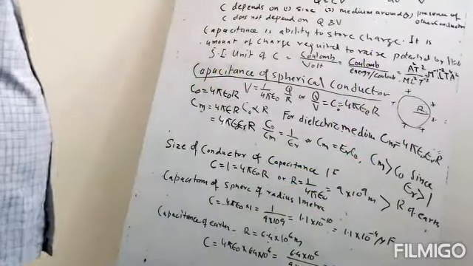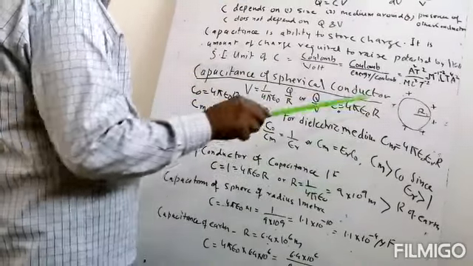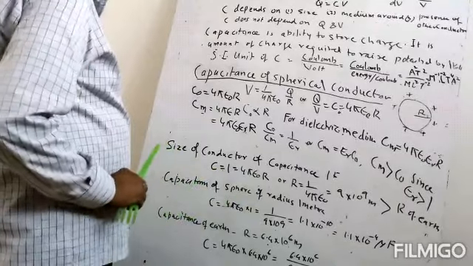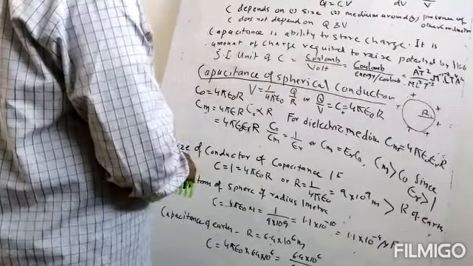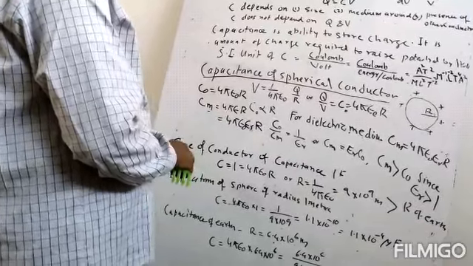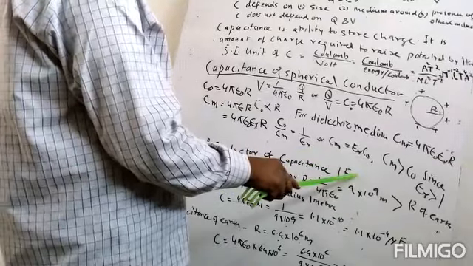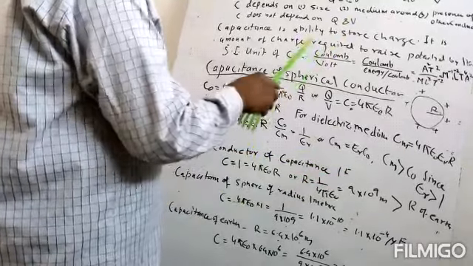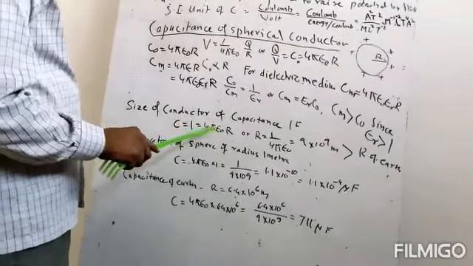Now we will find the capacitance for different conditions. Number 1, now we will find the radius or size of the conductor if its capacitance is 1 farad. So capacitance C is equal to 1 farad and is equal to 4 pi epsilon 0 R.